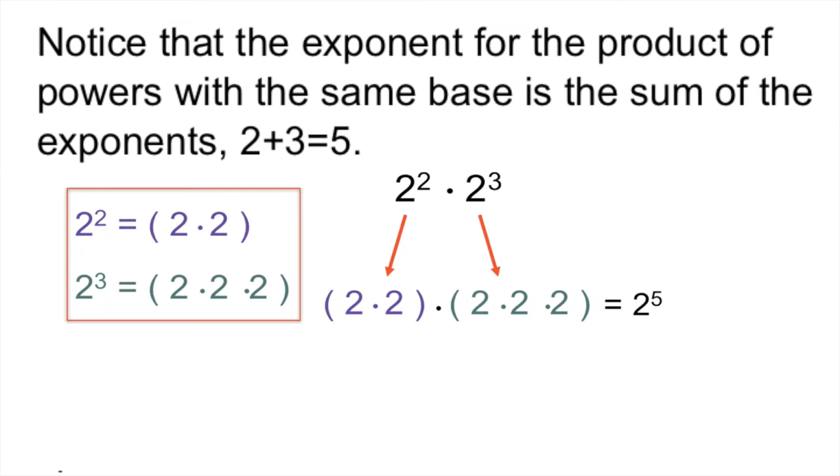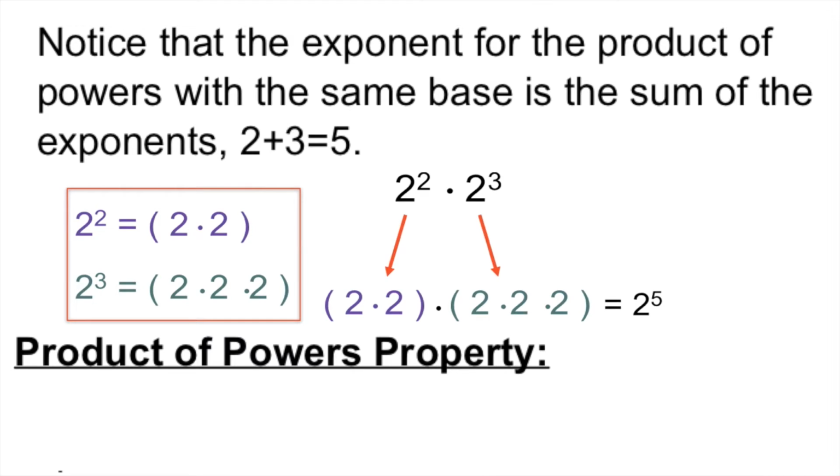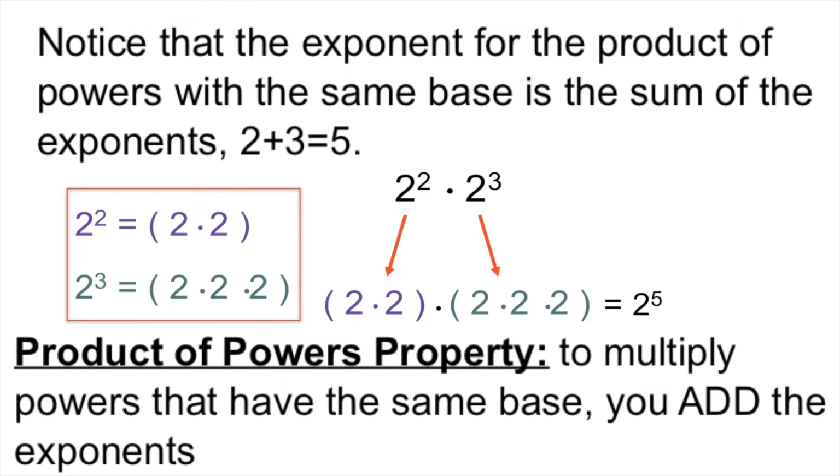Notice that the exponent for the product of the powers with the same base is the sum of its exponents, 2 plus 3. Therefore, we get the product of powers property, which states that when multiplying powers with the same base, you can add the exponents.